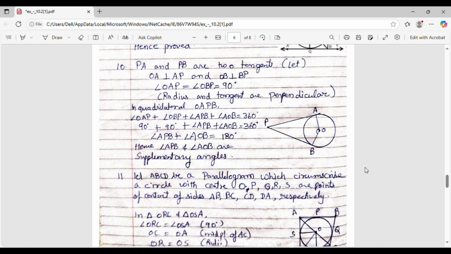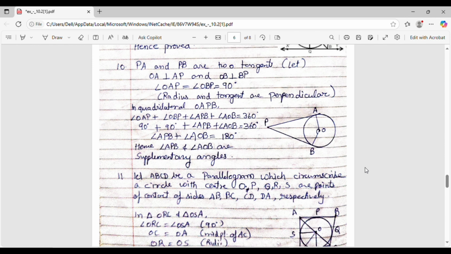And angle OAP plus angle OBP plus angle APB plus angle AOB is 360 degrees by the angle sum property of a quadrilateral. So we can substitute the values of the given angles and we will get angle APB plus angle AOB as 180 degrees. Hence we can say that angle APB and angle AOB are supplementary angles.